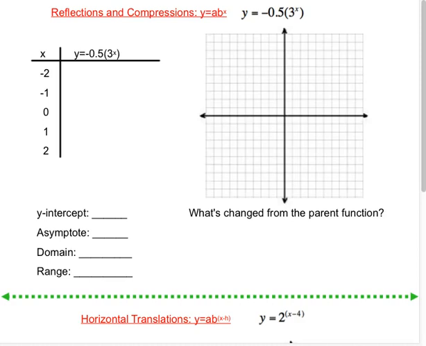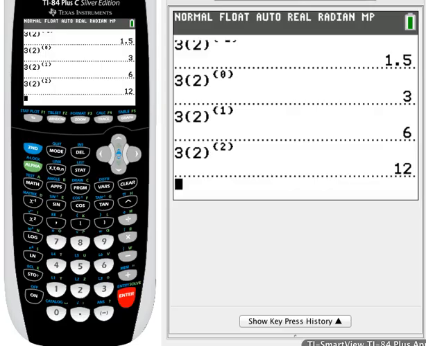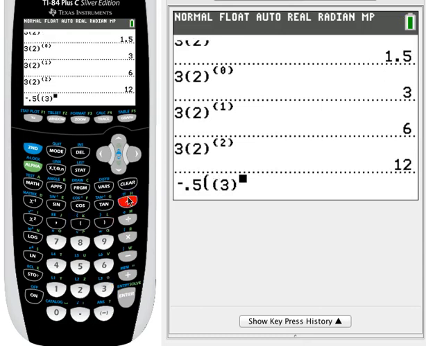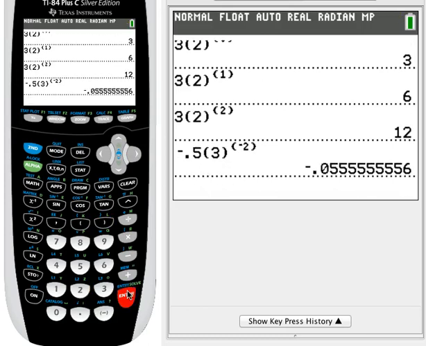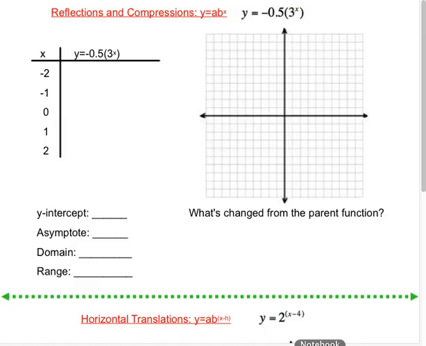Reflections and compressions. Okay, so here once again, stretches, compressions, reflections, they all end up in the table. So we're going to take this whole thing and just plop it right into the table for ourselves. Okay, so I'm going to plug in an x of -2 into the function. So we have -0.5 times 3 to the -2, about -0.06.